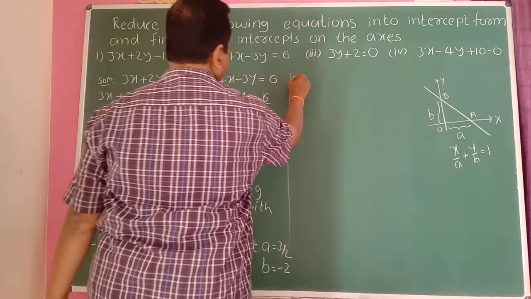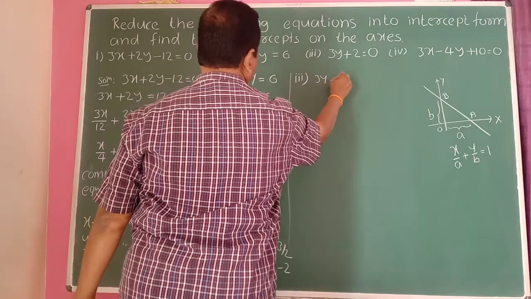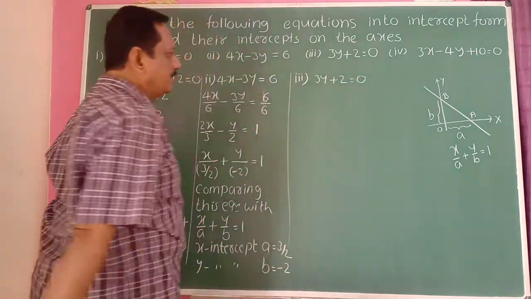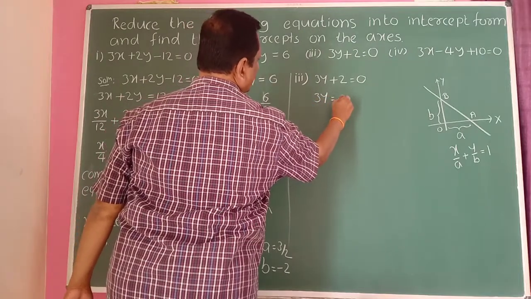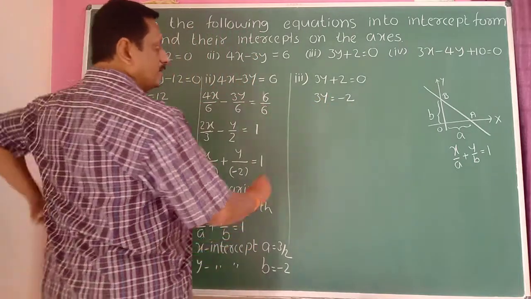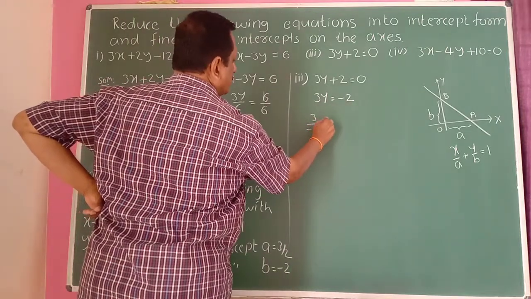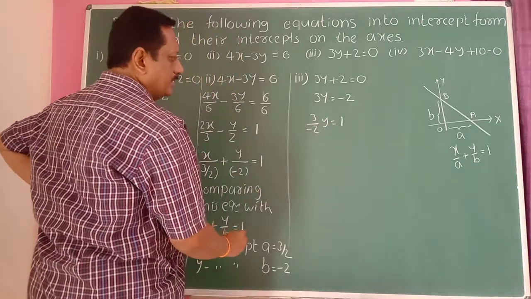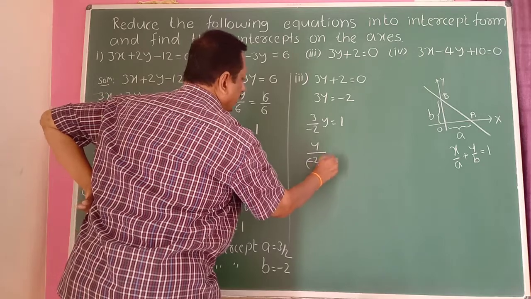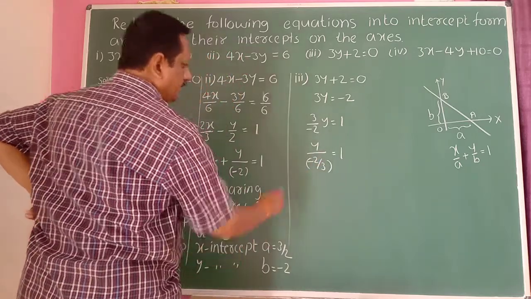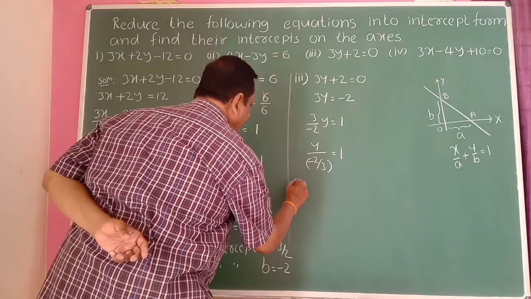In the third example here, 3y plus 2 is equal to 0. Take 2 to the right hand side. So 3y is equal to minus 2. We can write this as 3 divided by minus 2 into y is equal to 1, or you can write y divided by minus 2 upon 3 is equal to 1. Therefore, there is no x term here.